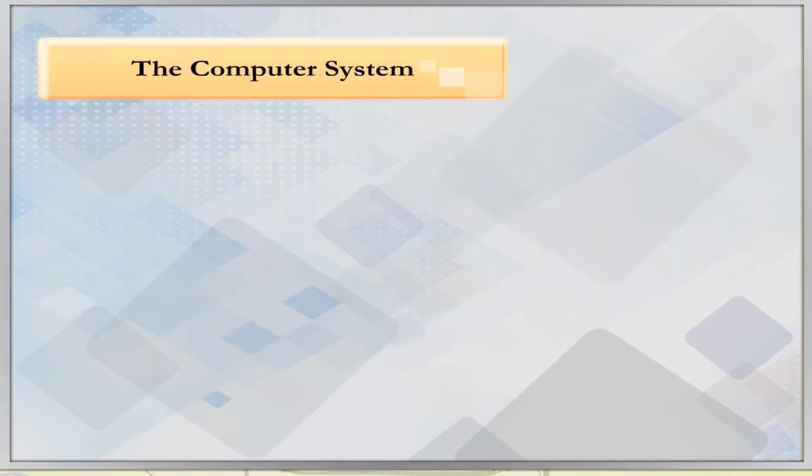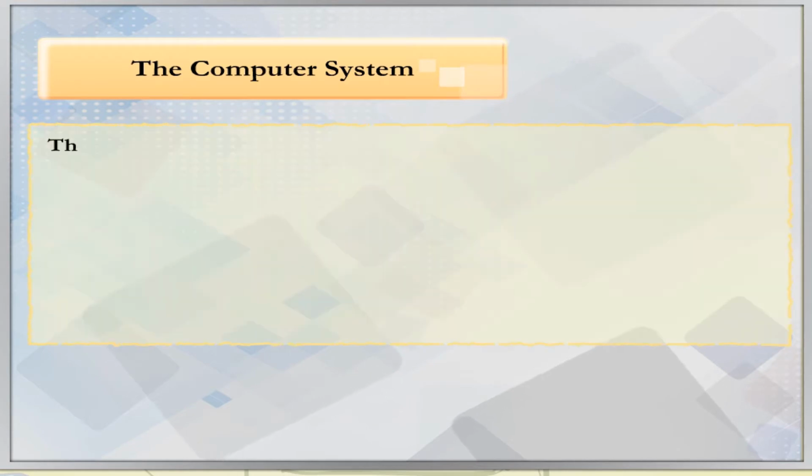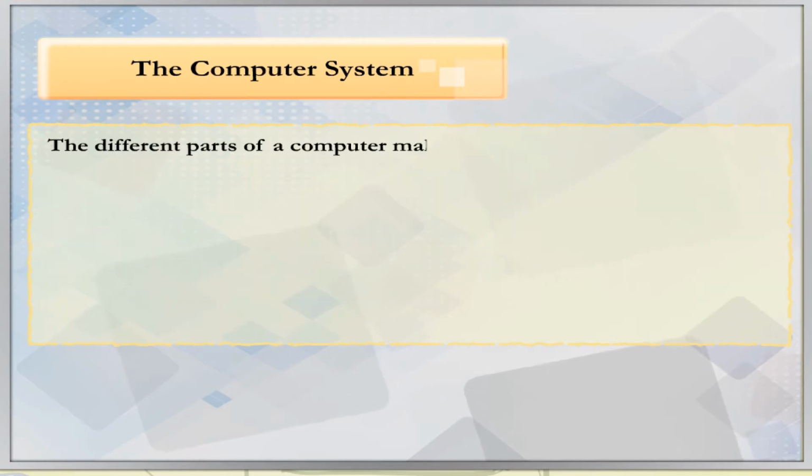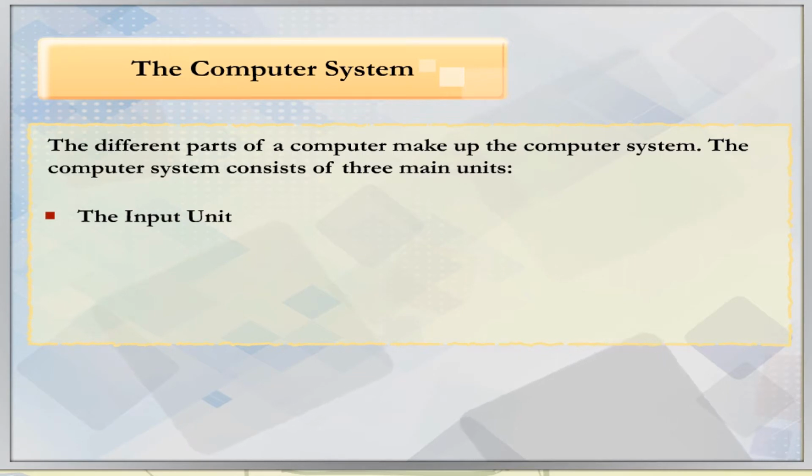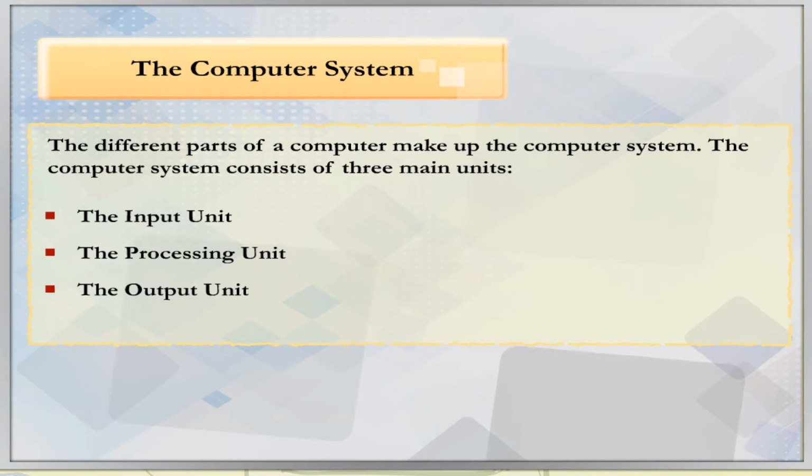The computer system. The different parts of a computer make up the computer system. The computer system consists of three main units: the input unit, the processing unit, the output unit.